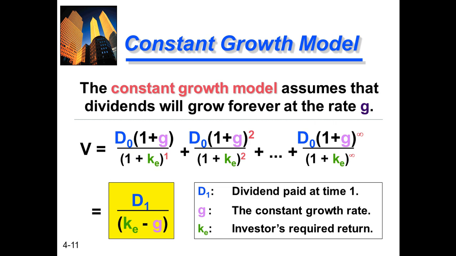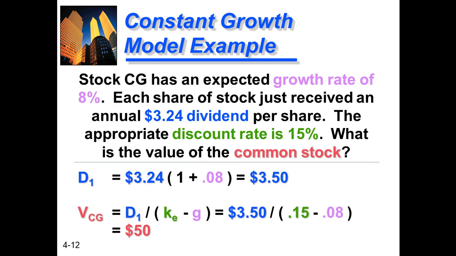D1 shows the dividend paid at time 1. G shows the growth rate, the constant growth rate, and KE is the investor's required return. So, a constant growth model example.